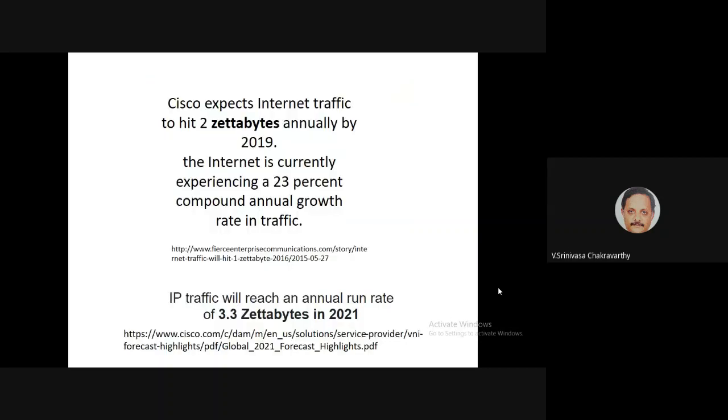If you look at internet traffic, Cisco estimated, in an older article, that by 2019, internet traffic would hit 2 zettabytes, because traffic is growing at the rate of 23% annually. And in a more recent article, a 2021 article, it says traffic will reach, I think this is in 2020 or so, an annual rate of 3.3 zettabytes.